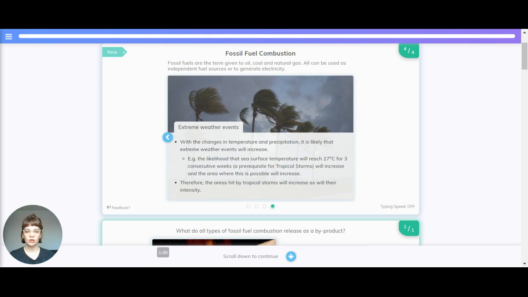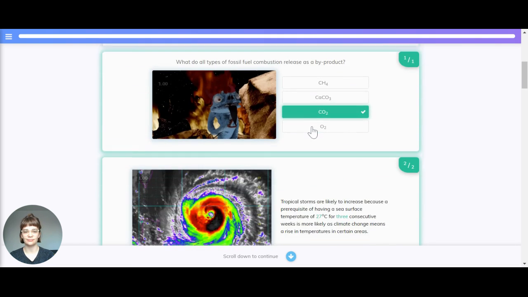Extreme weather events. With the changes in temperature and precipitation, it is likely that extreme weather events will increase. For example, the likelihood that sea surface temperature will reach 27 degrees C for 3 consecutive weeks, which is a prerequisite for tropical storms, will increase, and the area where this is possible will increase. Therefore, the areas hit by tropical storms will increase, as well as their intensity.